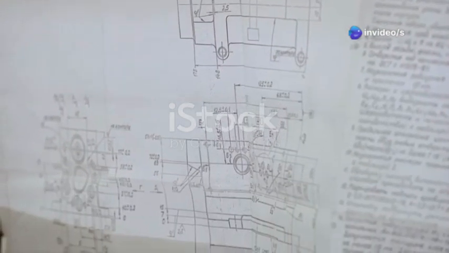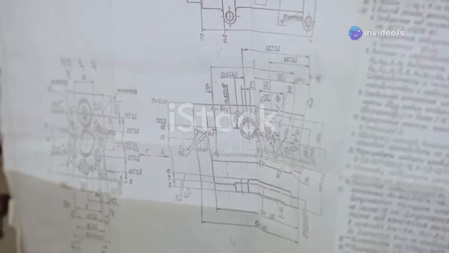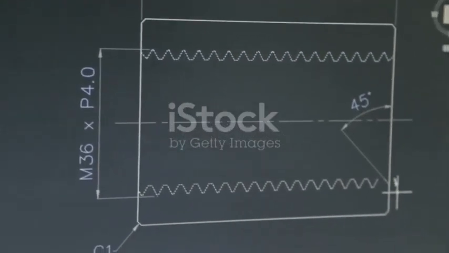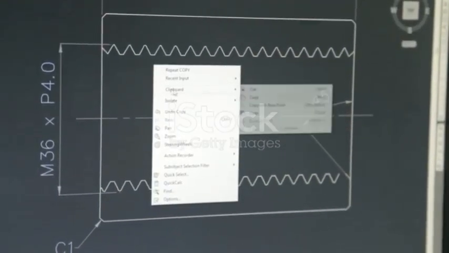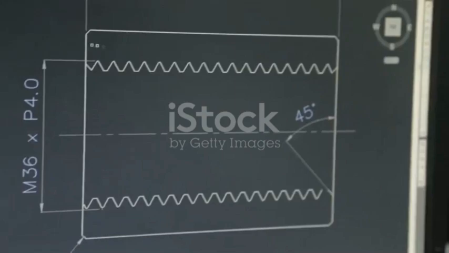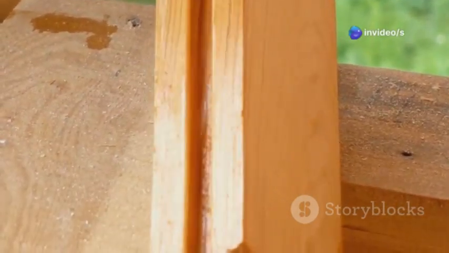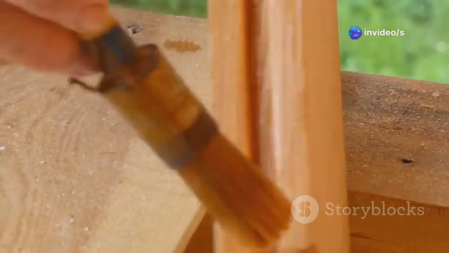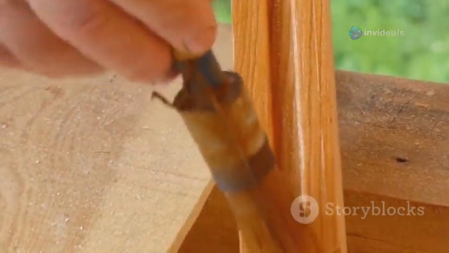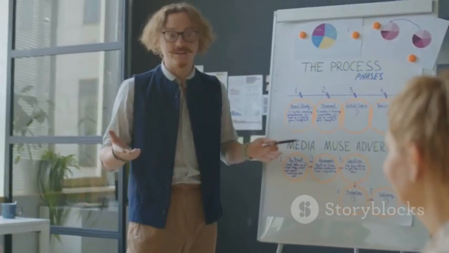Section 7. Mastering shear force diagrams. A shear force diagram, or SFD, is a graphical representation of the variation of shear force along the length of the beam. It provides a visual representation of how the shear force changes at different points due to the applied loads and reactions. To draw an SFD, we follow these steps.